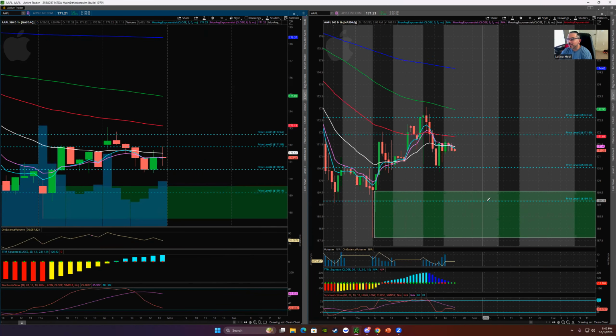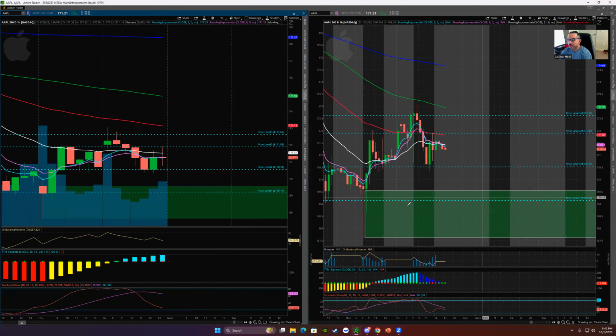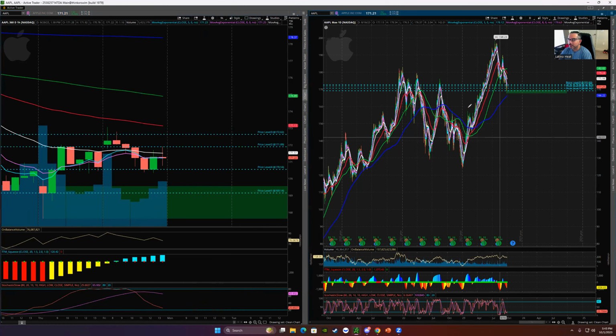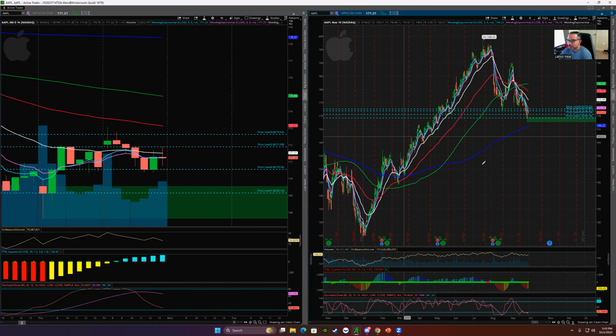So let's say we come down here. If you watch my video going into this week, because I didn't cover this, let's say we sell off, break 170. Here's the demand zone. So really what we want is a break below this 167.63. But since it's on the hourly, the bigger the time frame, the bigger the move.